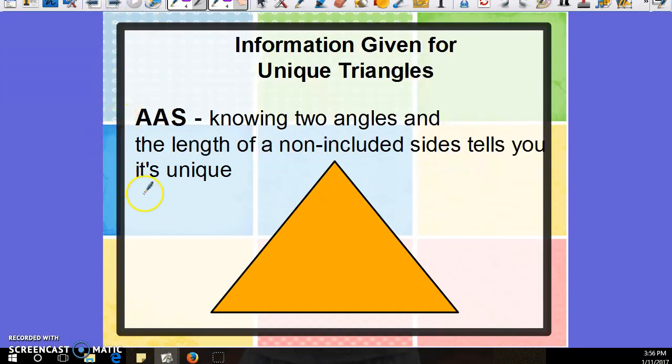Alright, the last one is angle, angle, side. It's knowing 2 angles and their non-included side, which means it is not in between them. And if you look at your notes, as long as you are given 2 angles, it doesn't matter which side, whether it's included or not. As long as you're given 2 angles and one side, it will be a unique triangle.